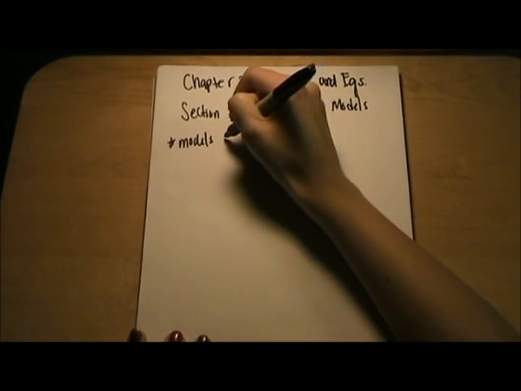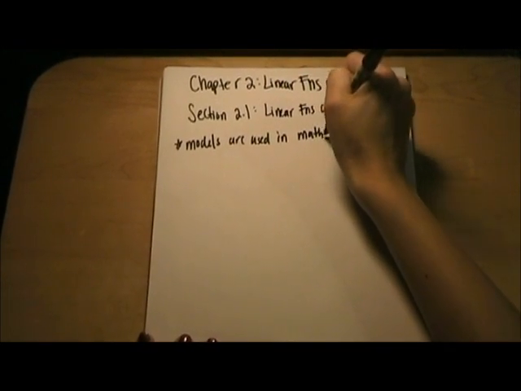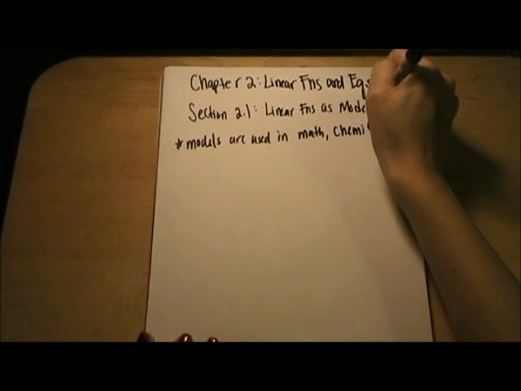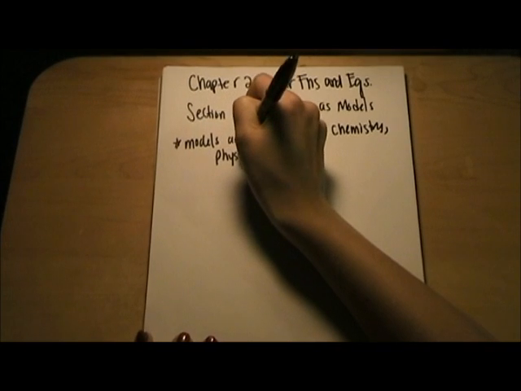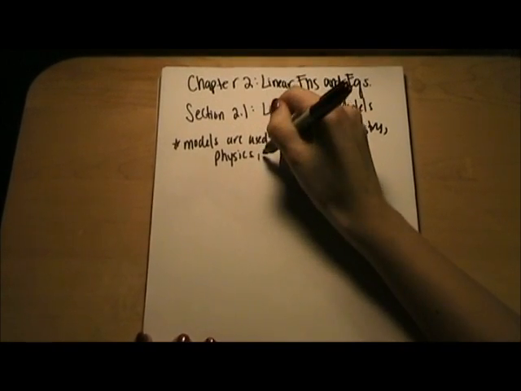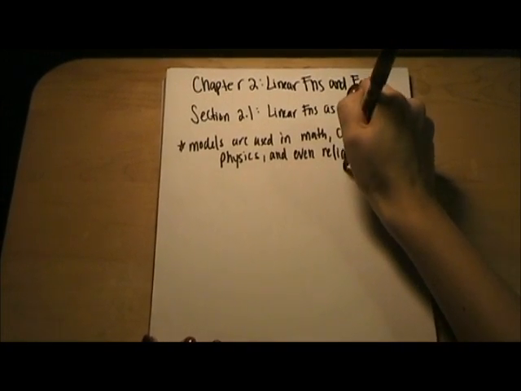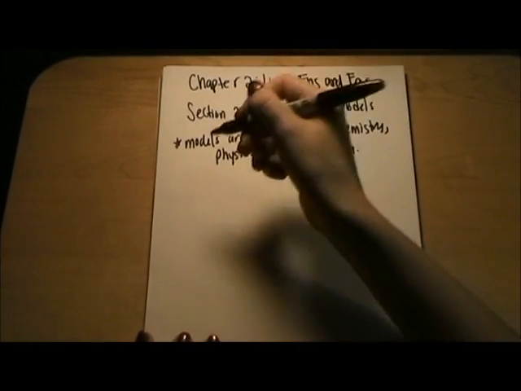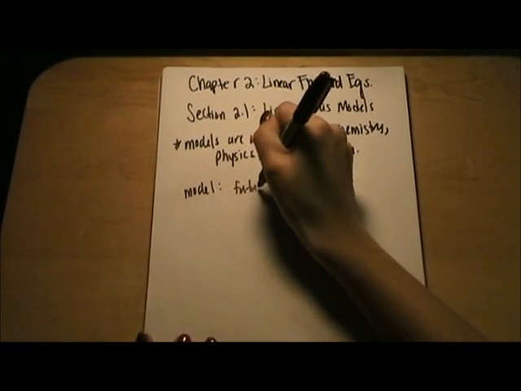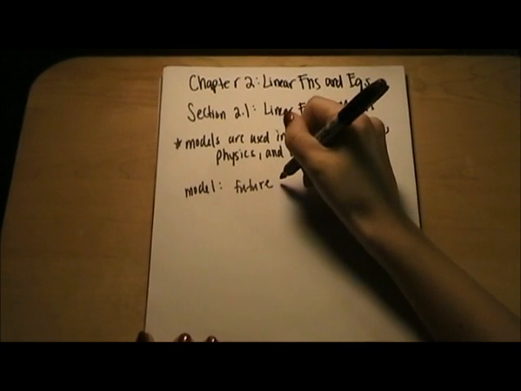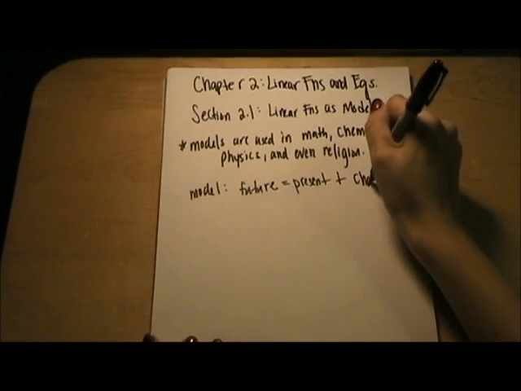Models are used in math, chemistry, physics, and even religion. A model looks like this. Future equals present plus change.